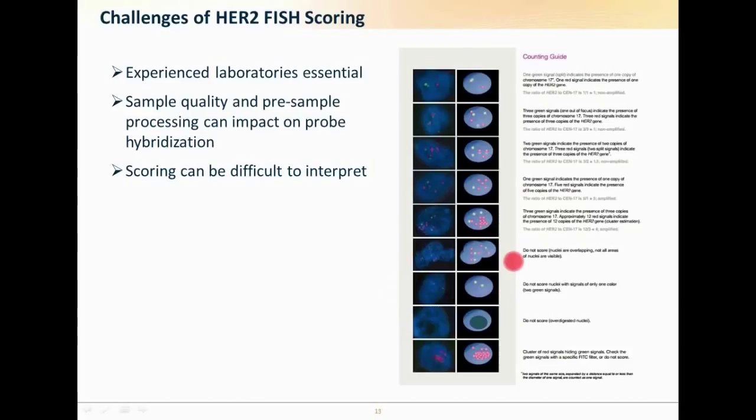But in both, I didn't mention this on the last slide, but in both FISH and IHC, the sample quality can really make an impact on how easy it is to actually look at these particular mutations.